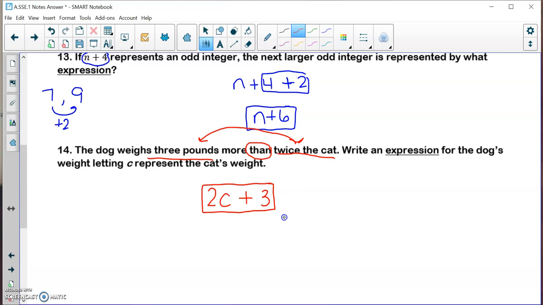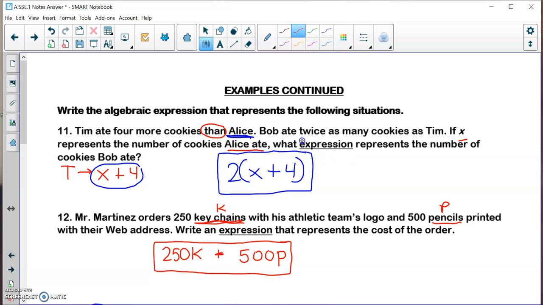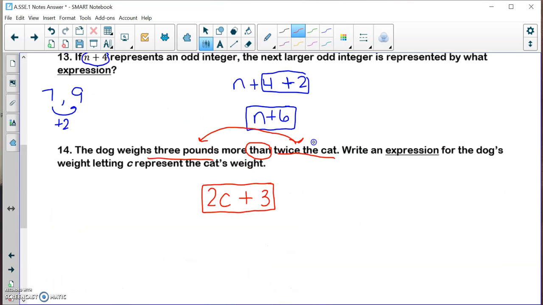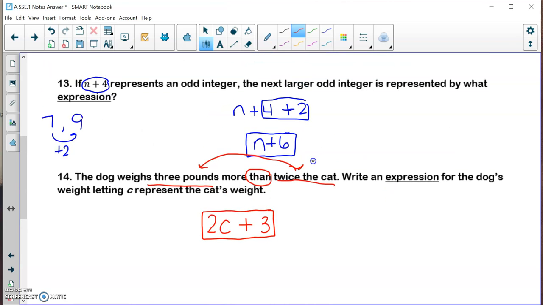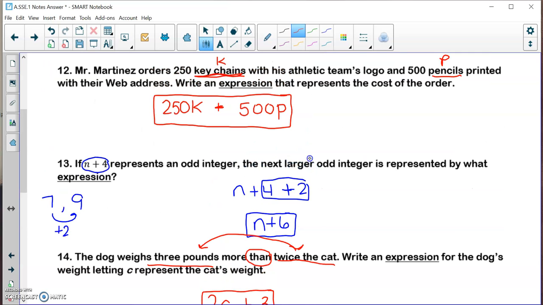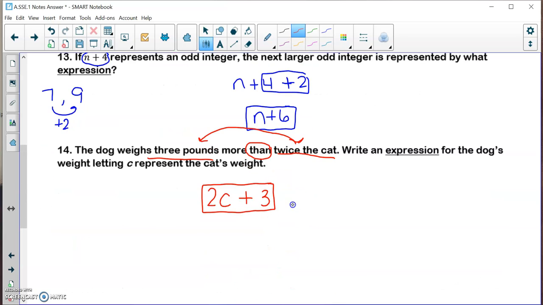Notice how I did not use equal signs in any of these because I asked you to write expressions, not equations. Equations have equal signs, so if you used equal signs, please erase them. That would be a major error. I don't want equal signs because you need to know the difference between an expression and an equation.